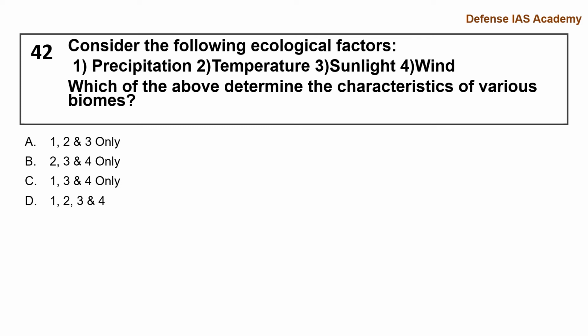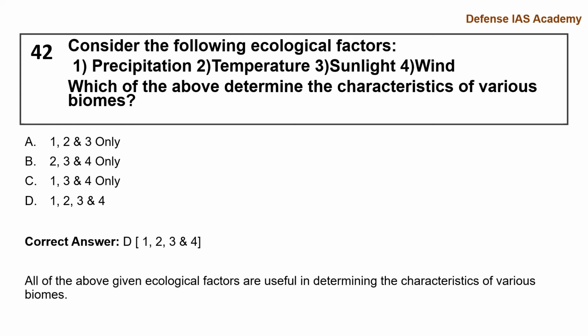Question 42. Consider the following ecological factors. 1. Precipitation. 2. Temperature. 3. Sunlight. 4. Wind. Which of the above determine the characteristics of various biomes? Correct answer is D, 1, 2, 3 and 4. All of the above given ecological factors are useful in determining the characteristics of various biomes.